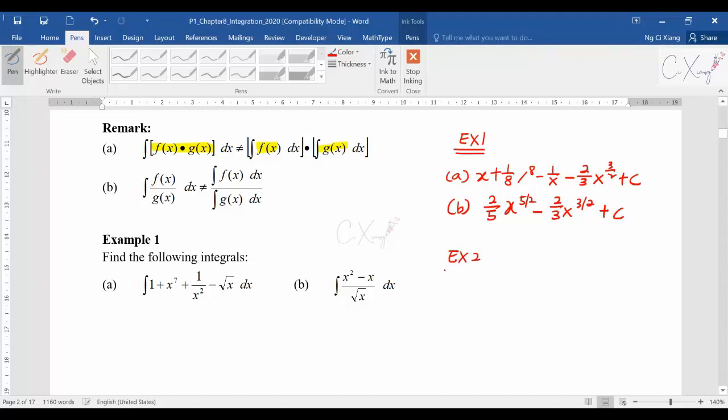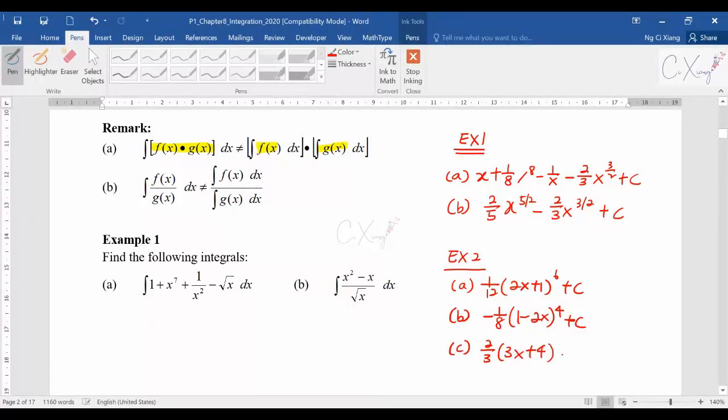Okay, then for example 2, the answer for part A, and then the answer for part B, and the answer for part C.